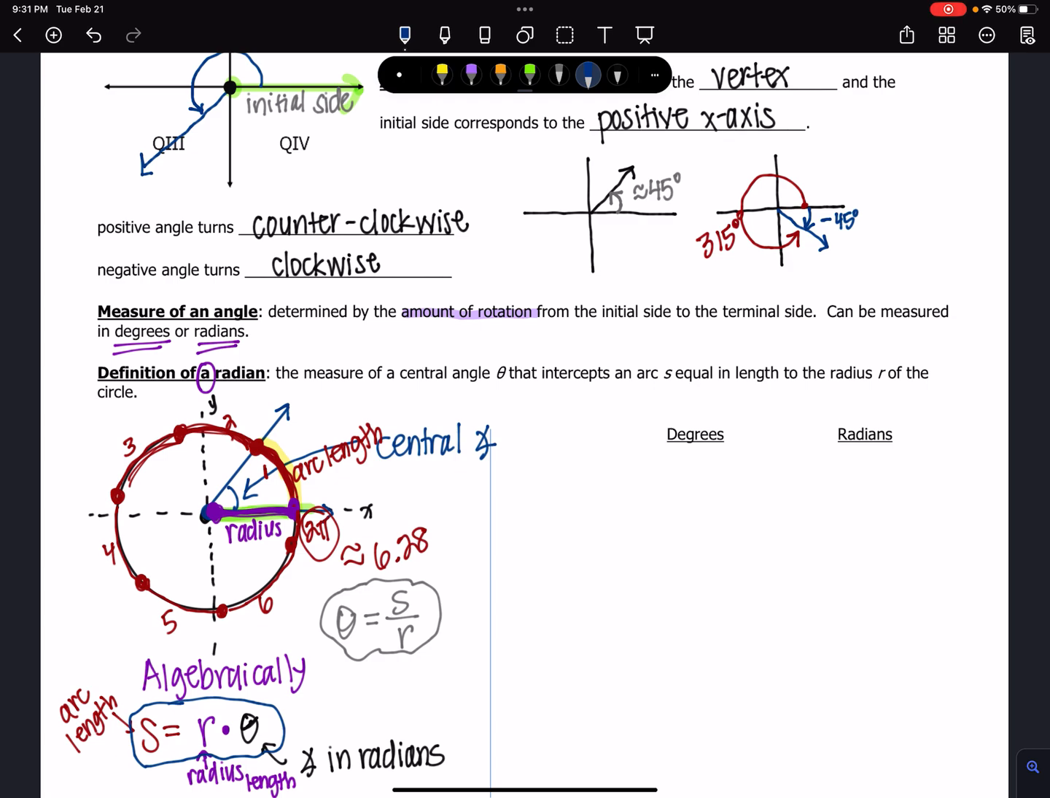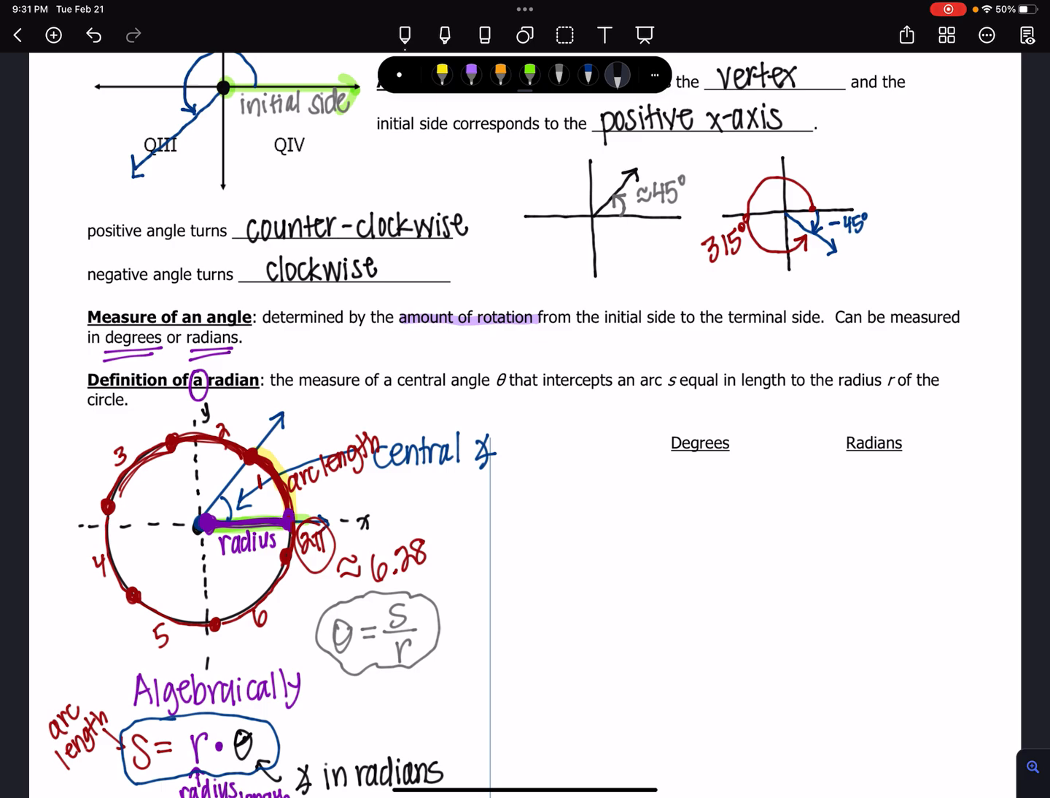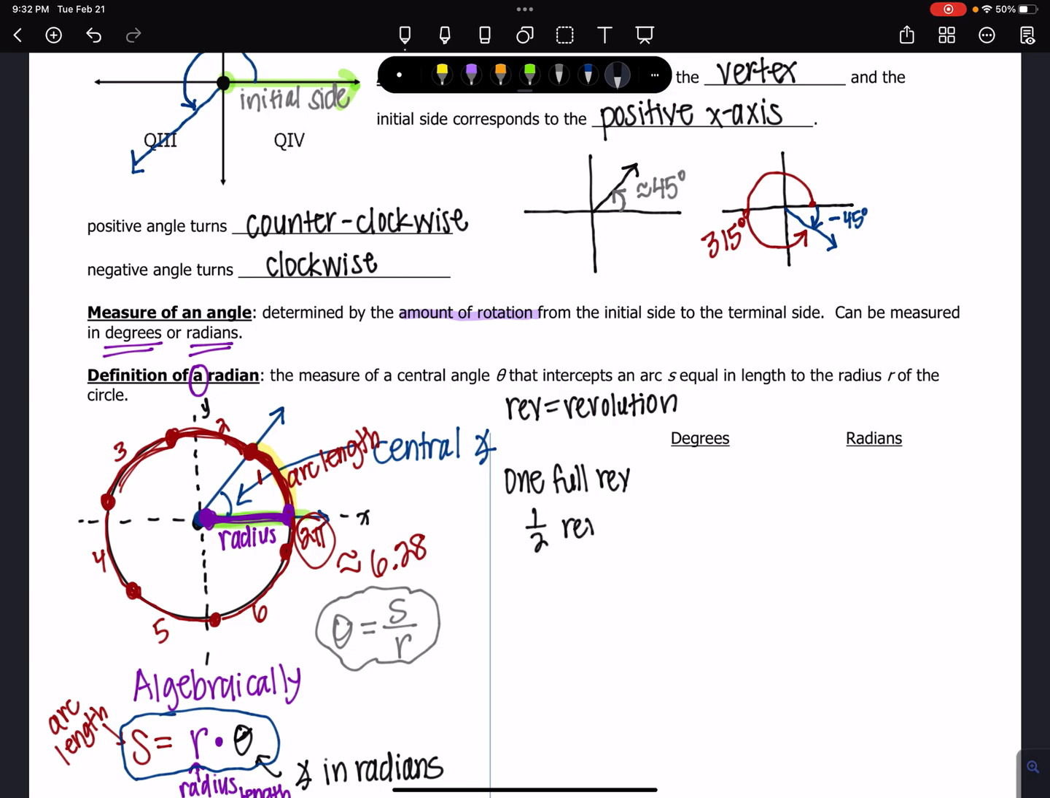Let's talk very quickly about degrees and radians going all the way around the circle. So 1 full revolution, I'll call it a rev for revolution. So rev equals revolution. And then we're going to say 1/2 of a revolution, 1/4 of a revolution, 1/6 of a revolution, 1/8 of a revolution, and 1/12 of a revolution.